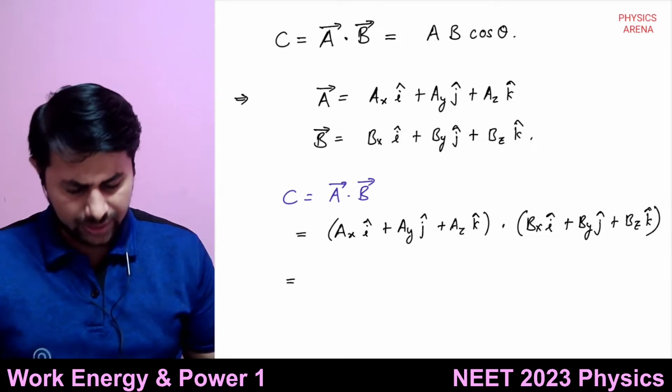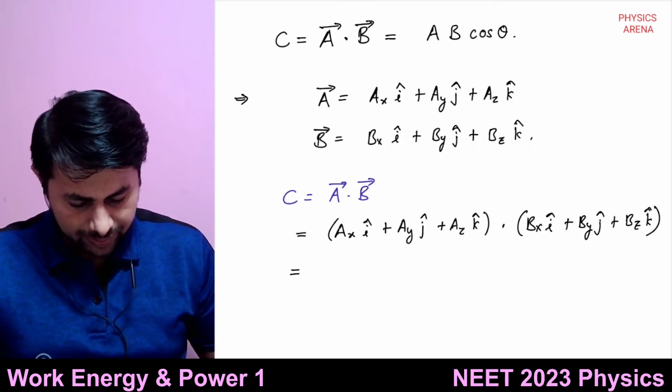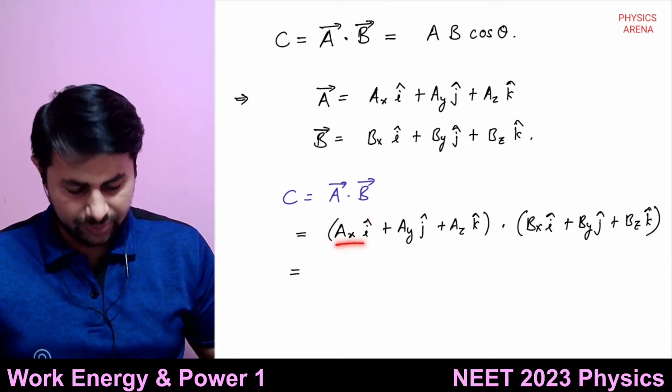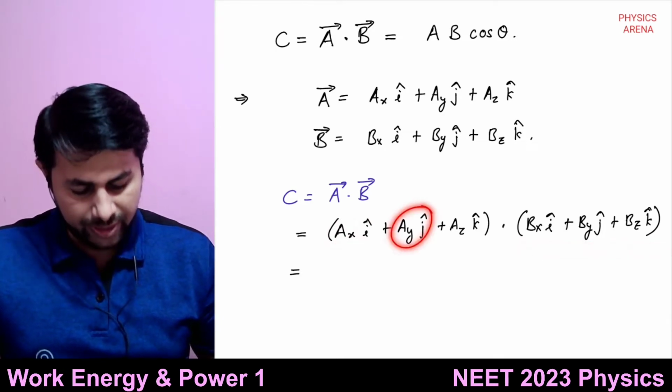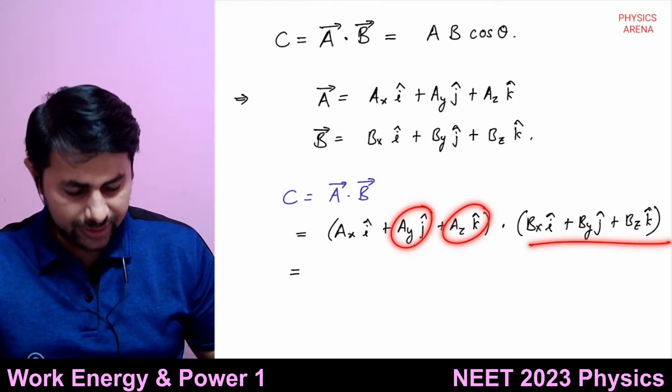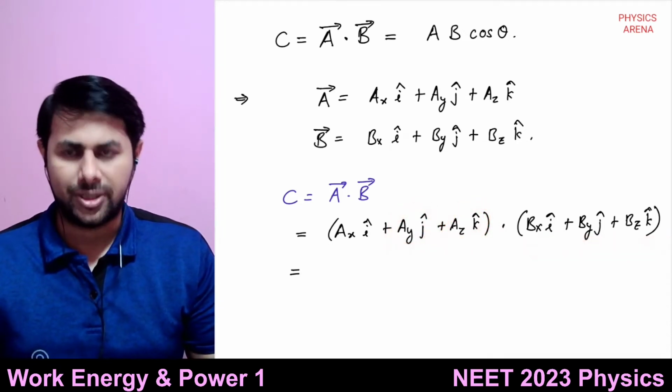Okay, and now this can be written as, so I can multiply this first vector, which is ax times i cap, with this bracket, plus I can multiply this second term with the bracket, plus I can multiply this third vector, or third component you can say, with the bracket.